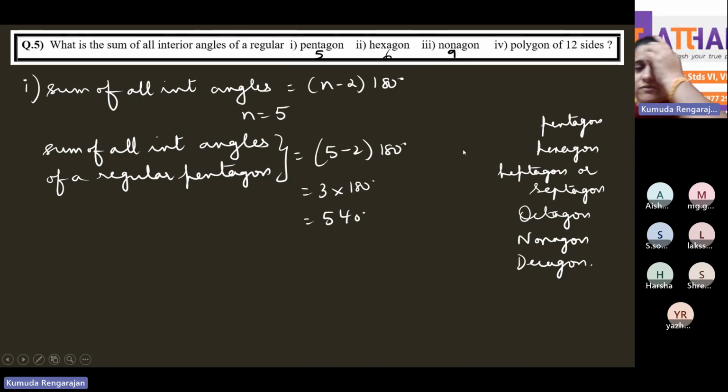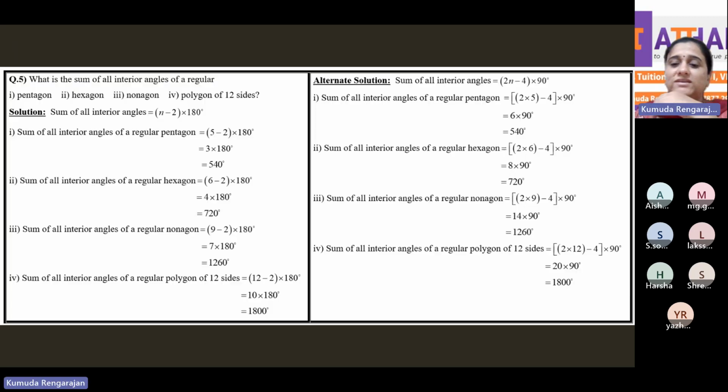So what's the sum of all the angles of a hexagon? How much? 720. Nonagon? 1260. And a polygon with 12 sides? 1,800.